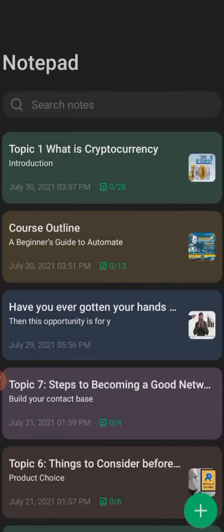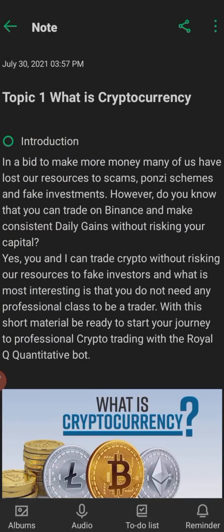Now, let us go to the first topic. What is cryptocurrency? As a way of introduction, in a bid to make more money, many of us have lost our resources to scams, Ponzi schemes, and fake investments. However, you can trade by yourself. You can make a whole lot of cash trading on Binance, Huobi, or any other legit exchange.